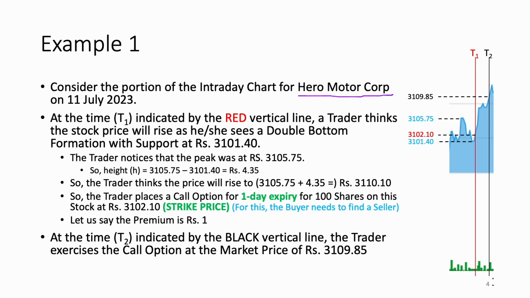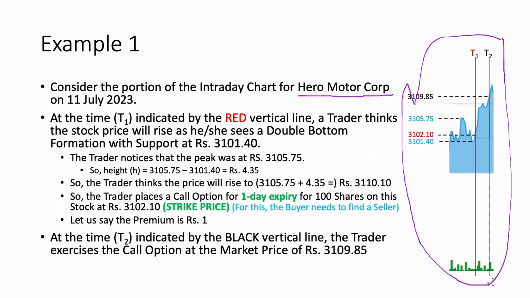And what you see here is the intraday chart of Hero MotoCorp on 11th of July 2023. Now the buyer has been observing the intraday chart of Hero MotoCorp, and he sees that there is a double bottom formation. You can see here the formation is in the shape of a W. So at this point, at time T1, he makes the decision that since it's a double bottom formation, the stock price is expected to rise. So he makes a call option.